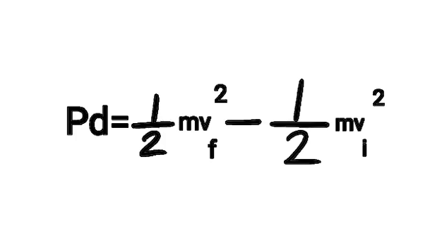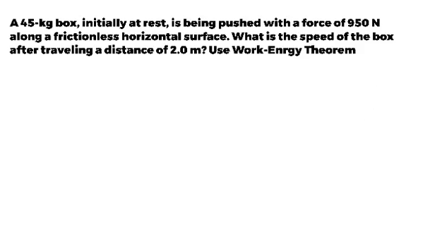To solve any of these types of problems, we use the equation of the work-energy theorem: force times distance equals 1/2 mass times final velocity squared minus 1/2 mass times initial velocity squared. Now let's have a problem. A 45 kilogram box initially at rest is being pushed with a force of 950 newtons along a frictionless horizontal surface. What is the speed of the box after traveling a distance of 2.0 meters?